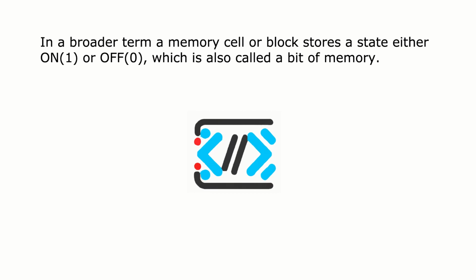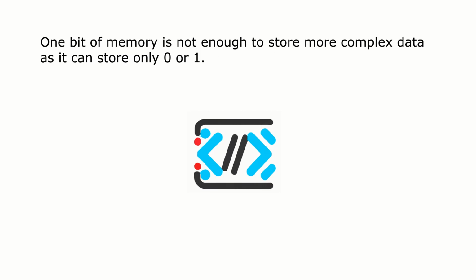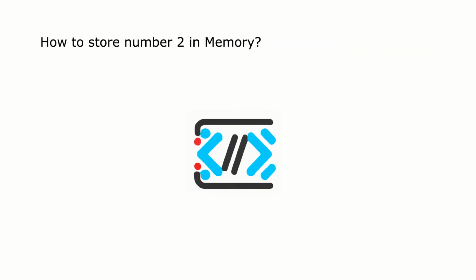In broader terms, a memory cell or block stores a state, either on, which can be called 1, or off, which we can say is a 0, which is also called a bit of memory. 1 bit of memory is not enough to store more complex data, as it can store only 0 or 1.